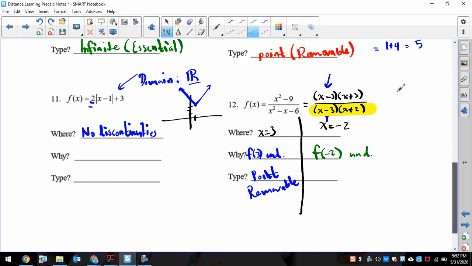And for x equal to -2, if we try to plug that in, we're going to get -5 times 1 all over negative 5 times 0, which is negative 5 over 0. So we recognize that anytime you have a number over 0, that's undefined and implies you're on a vertical asymptote. So this would be infinite, or you could say essential.